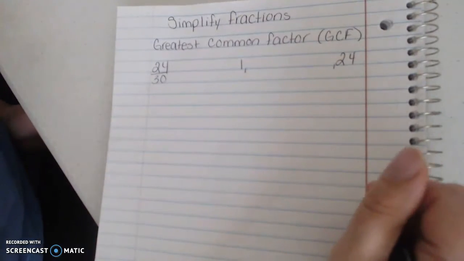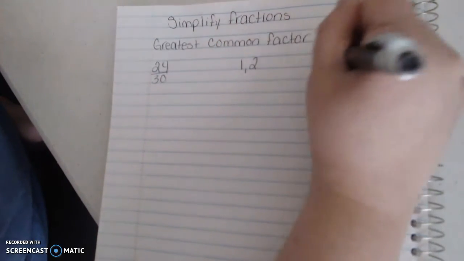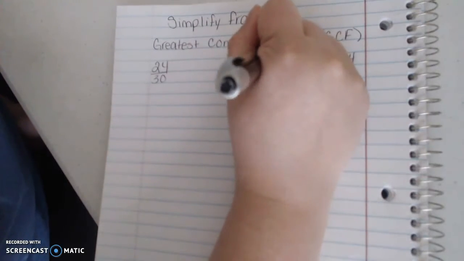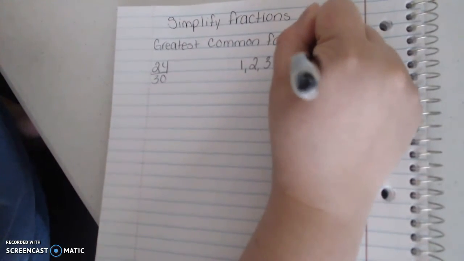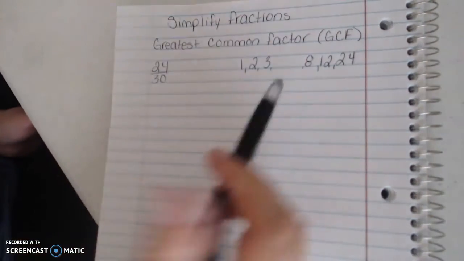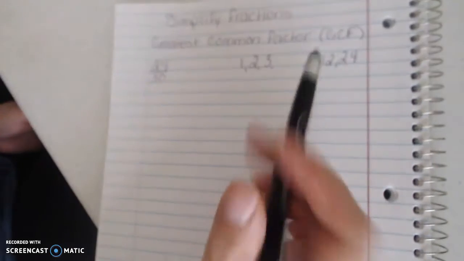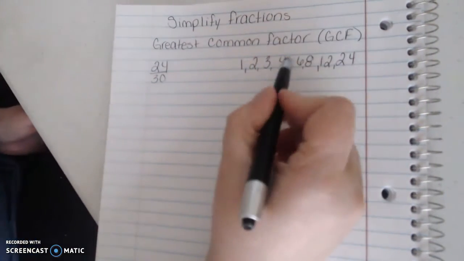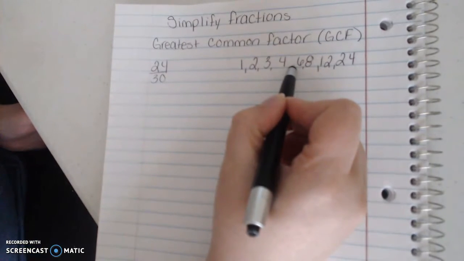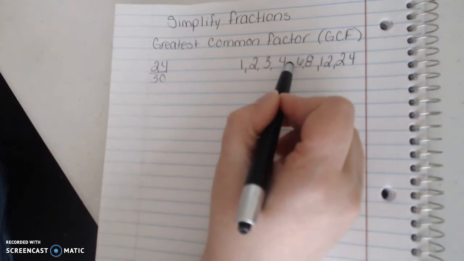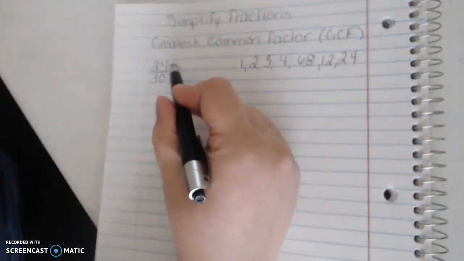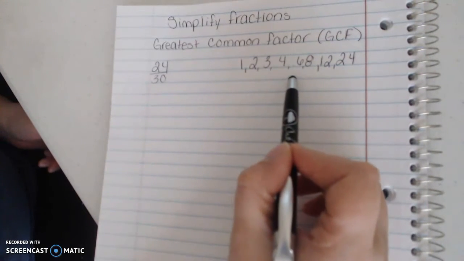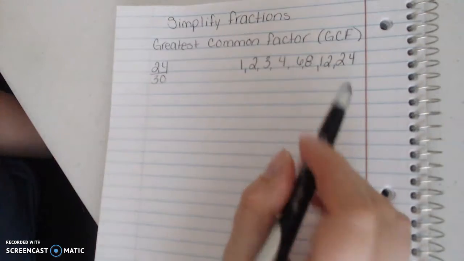Can I multiply anything by 2? Yep. I can do 2 and 12. Can I multiply anything by 3? Yep. 3 and 8. And I'm just going to keep asking myself that until my numbers meet or there's nothing else. So the next ones are going to be 4 and 6. So the only number left to go between 4 and 6 is going to be 5 because that's the number that's missing. I cannot multiply anything by 5 to get 24. So these are my factors of 24. 1, 2, 3, 4, 6, 8, 12, and 24.